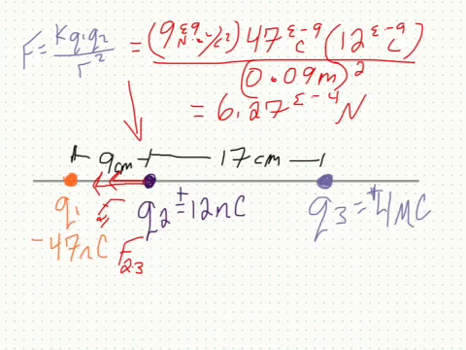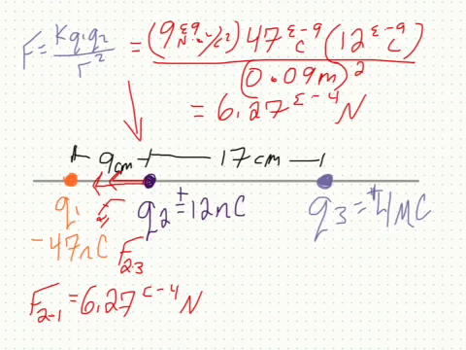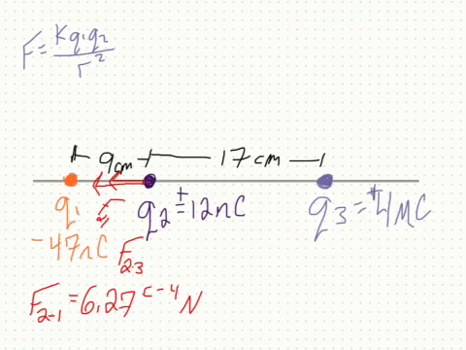Very small force. Okay, so I'm going to write that down here so I can erase up top and do more work. The force on 2 by 1 is 6.27E-4 newtons. And it is to the left. I think that's pretty clear because one's positive, one's negative. Now let me erase this and do the other particle.